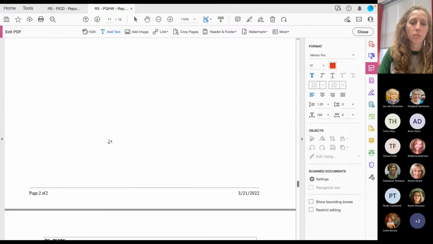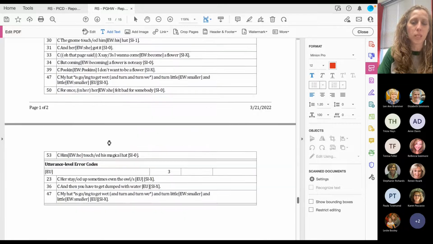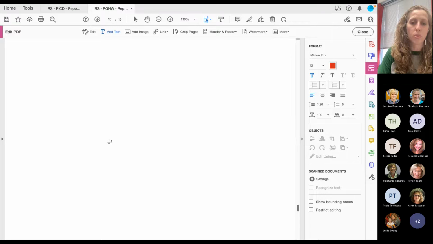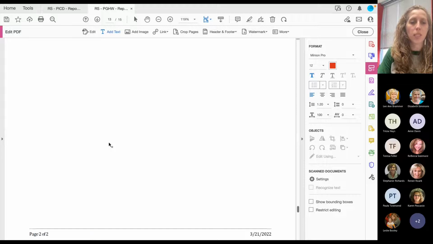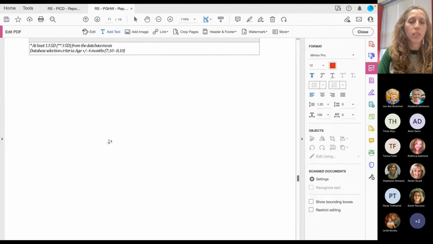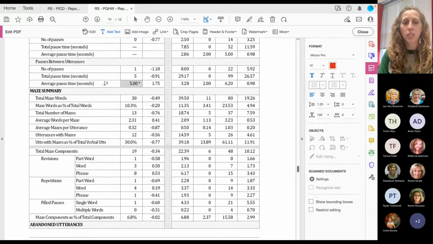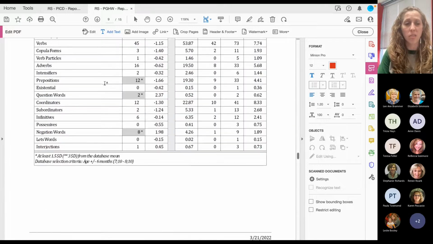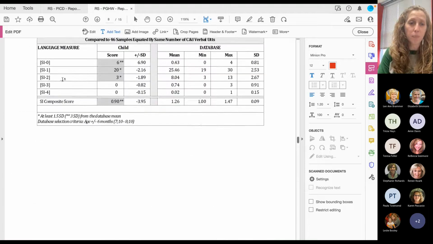And then this is actually the entire transcript at the end, so you'll see everything he said. But if you're just looking at the tables, you can pretty quickly see he's got a lot of good, strong skills. Then if we slow down just a bit, you can see his average pause time was an issue. Just looking at titles, he had some difficulty with negating words, question words, and prepositions. Those all sound like syntax errors to me.